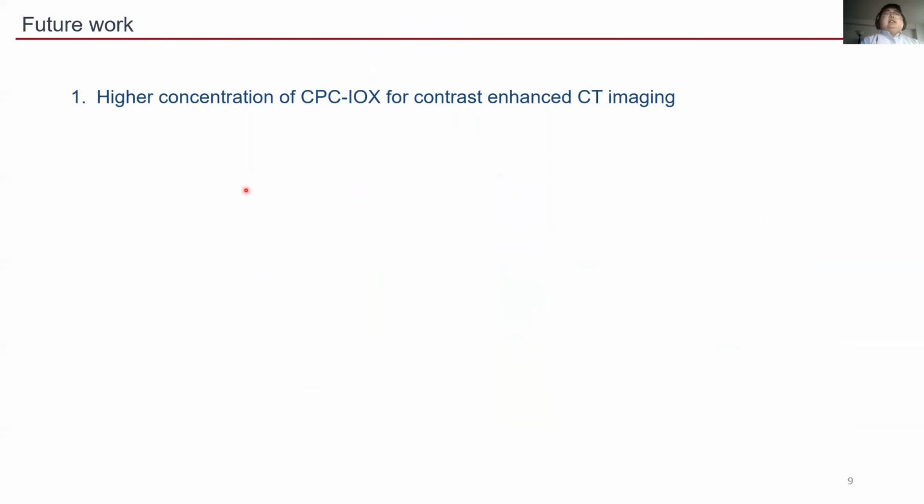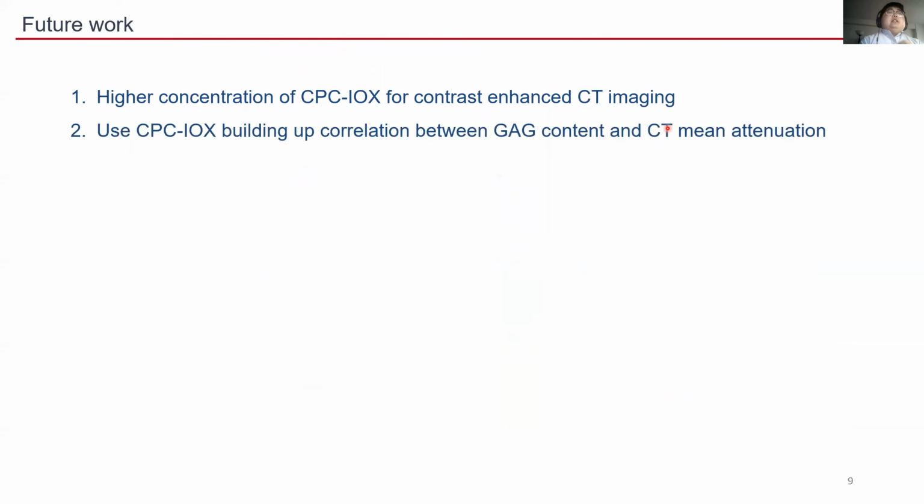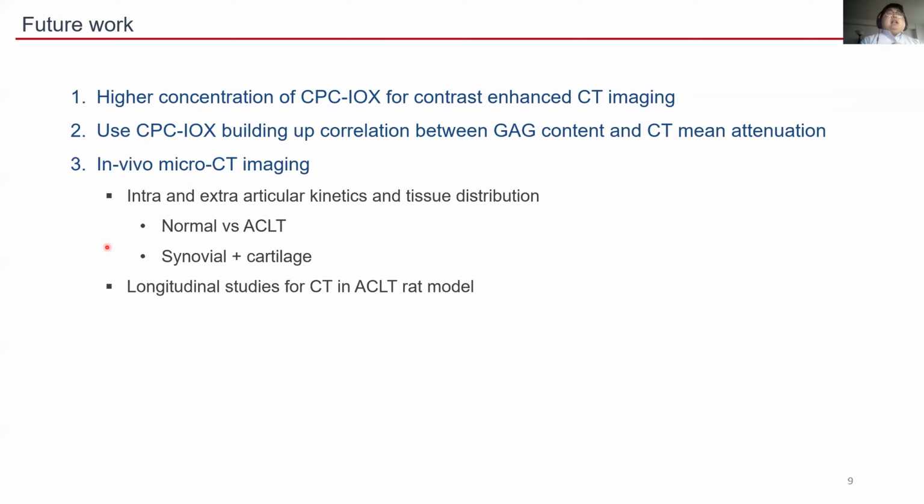In the future work, because CPC LX showed better resolution than multi-arm iodine LX, we will try to use higher concentration of CPC LX for contrast-enhanced CT imaging, and also build up the correlation between the GAG content and CPC LX CT attenuation. Both multi-arm iodine LX and CPC LX will be used in longitudinal studies for imaging cartilage using a rat post-traumatic OA model.